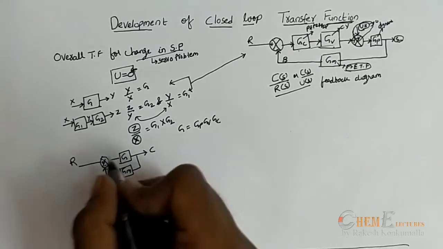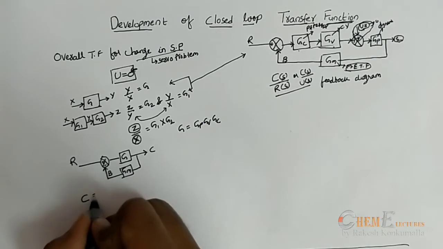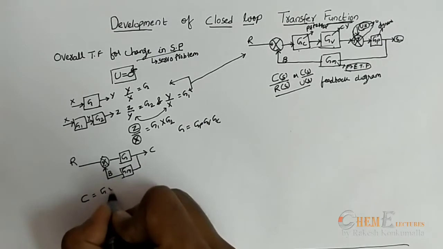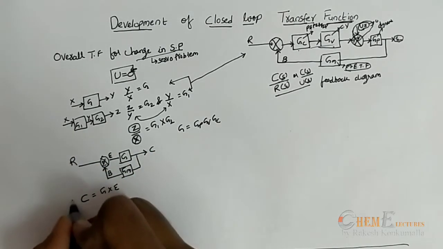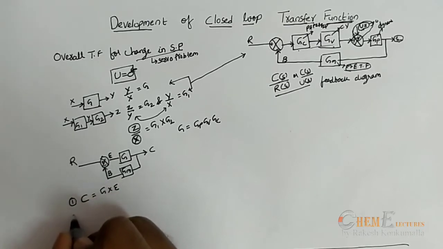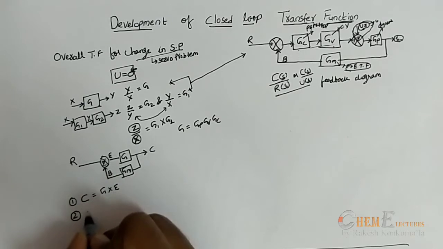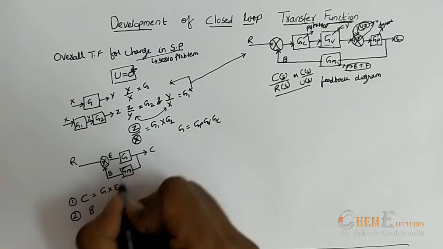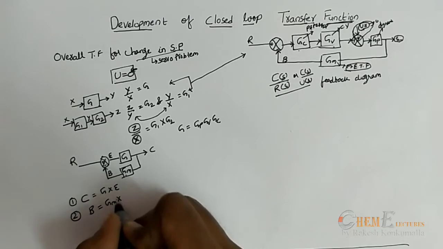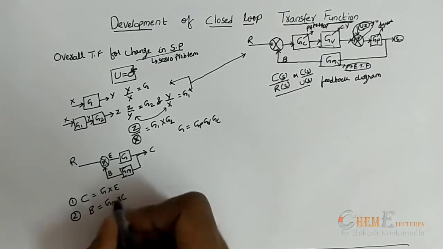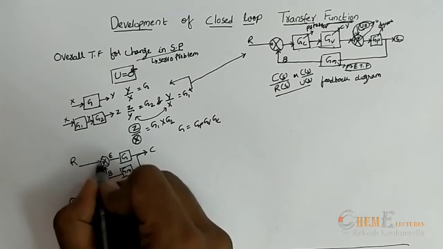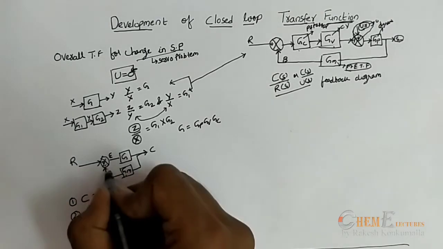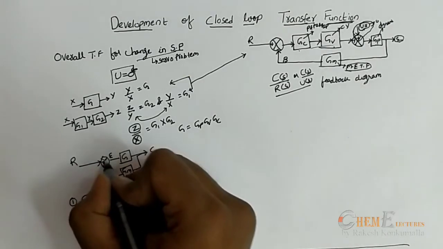Now further simplifying this one, I can write C is equal to G into the input. What is the input here? Error. That is G into error. This is my first equation. Now my second equation will be B: this output will be the transfer function into the input, which is C. And my third relation will be error. Error is equal to R minus B. A simple comparator here.